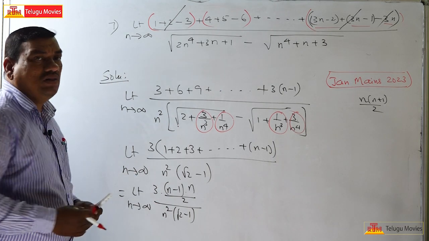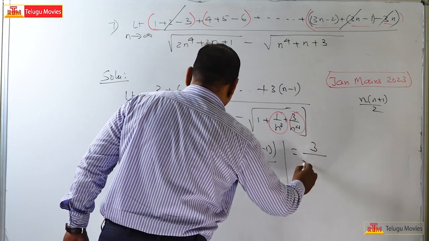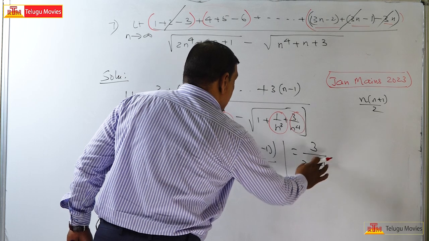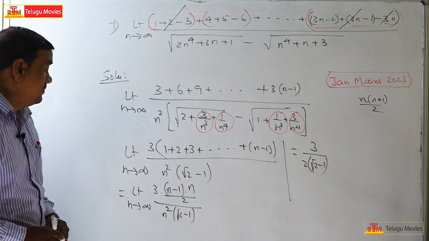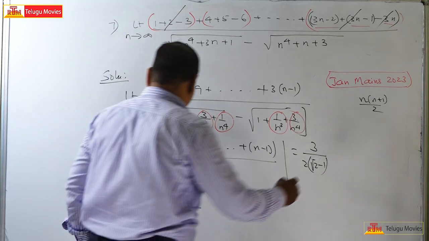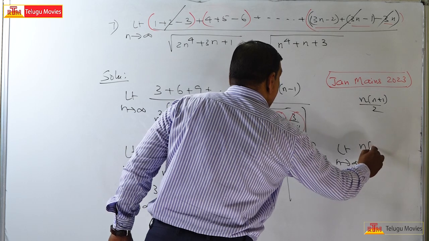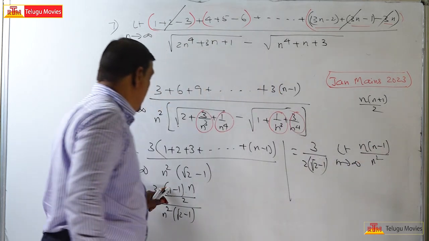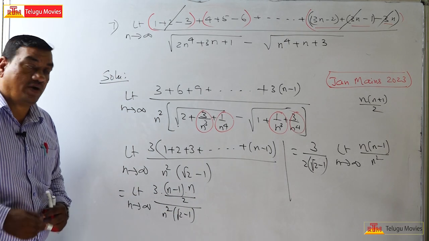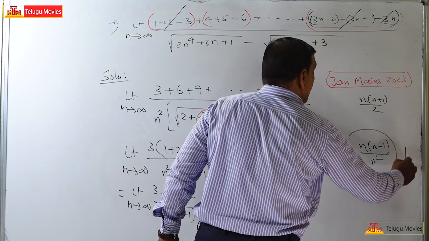Let us bring all the constants to outside. All the constants, that is 3 by 2 into root 2 minus 1. So in the numerator, what remains here? Limit n tends to infinity, n into n minus 1 by n square. This total value is 1.